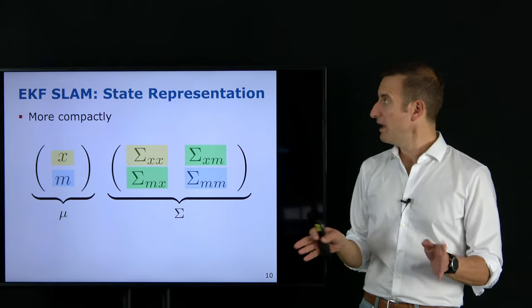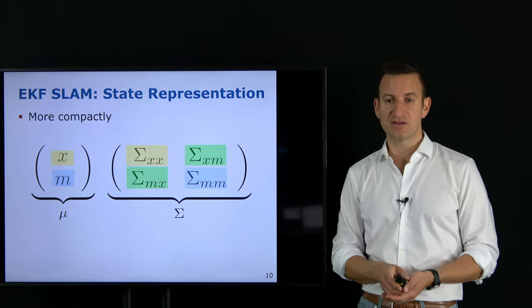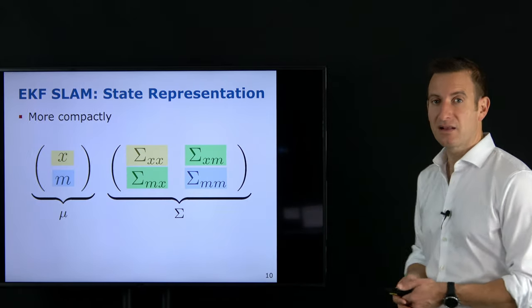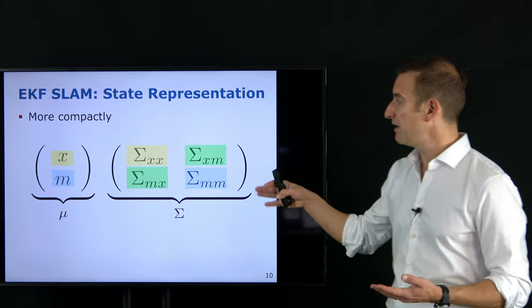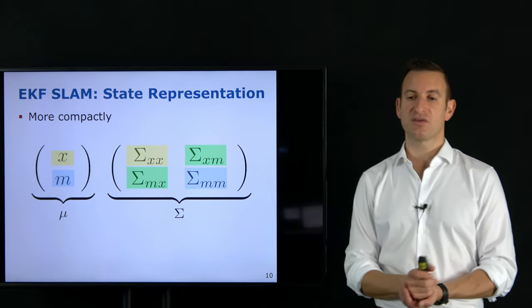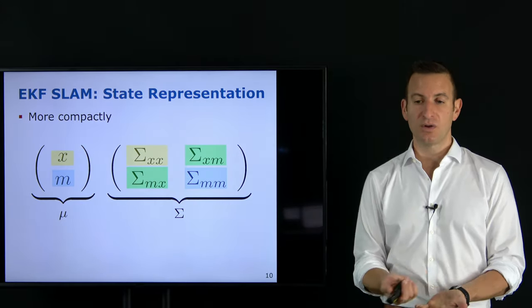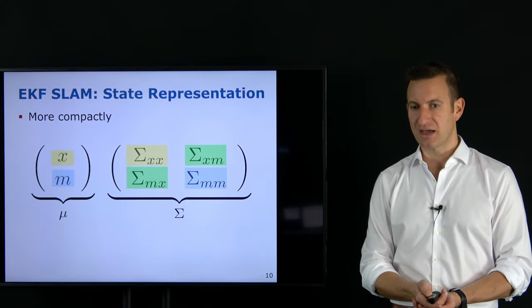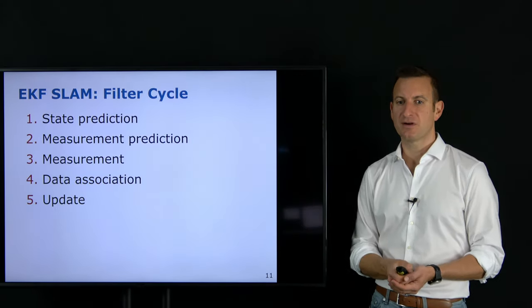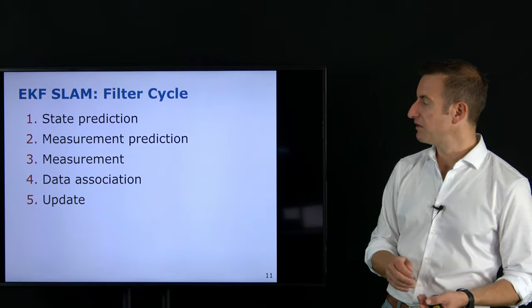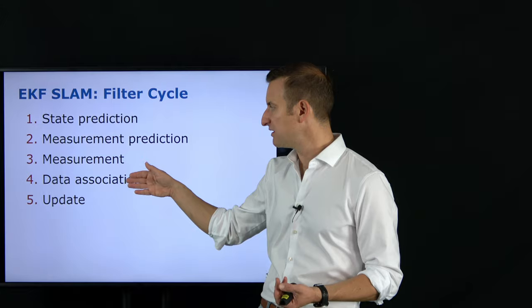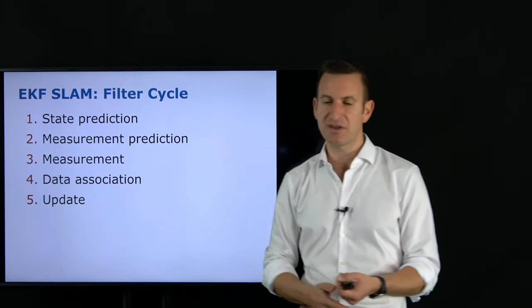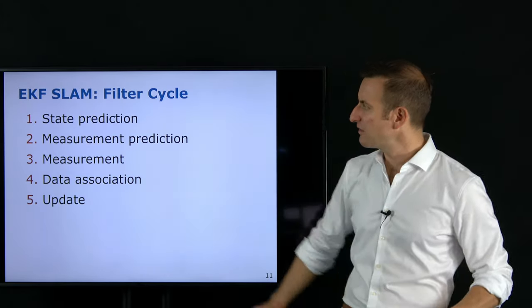Okay, so now we have defined our state representation. The next thing we need to do, we need to actually cycle through our extended Kalman filter and explain the individual steps, how this vector that we have now defined will get updated over time. So the Kalman filter has several steps. It has basically the state prediction. It predicts a measurement. It takes a real measurement. It does this data association and then performs the update.